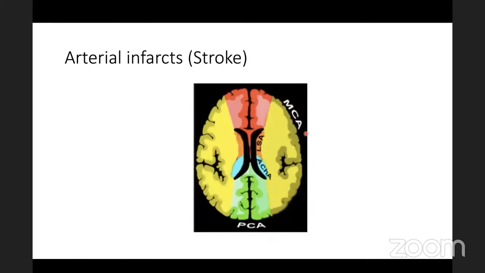So you can see that what is yellow corresponds to the middle cerebral artery, what is red corresponds to the anterior cerebral artery, and you know that middle and anterior cerebral artery are branches of the internal carotid artery, and the posterior cerebral artery is supplied by the vertebrobasilar circulation, which is a different circulation altogether, right? So based on the hypodensities you see on CT, you classify which arterial territory is involved.